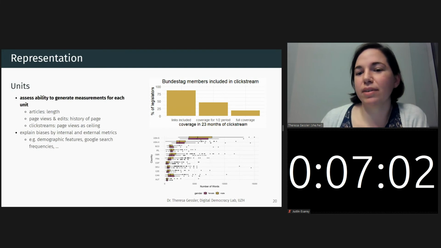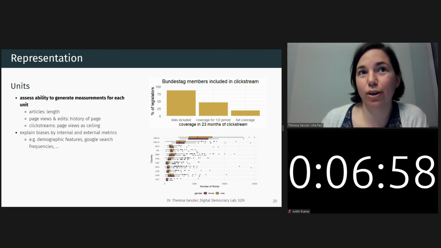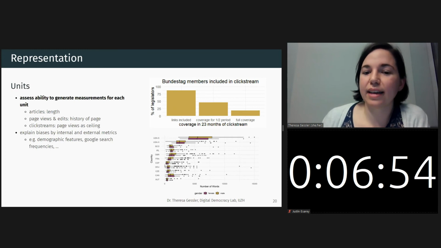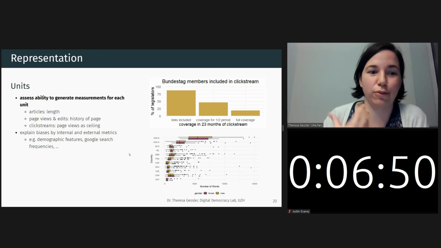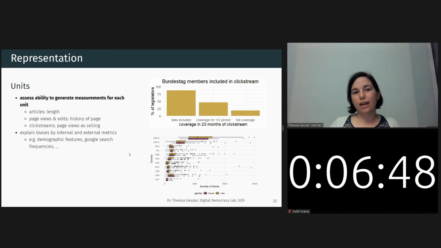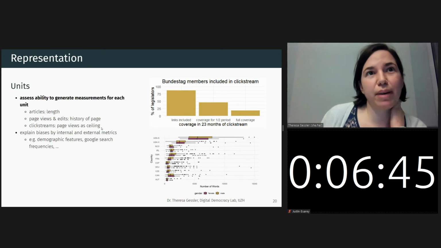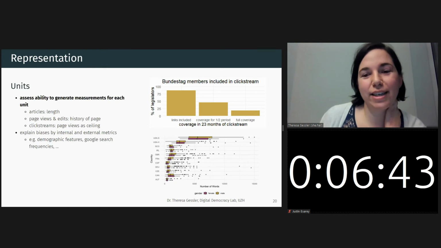And you see that when we study the US, we will hardly ever have problems with that because we have a lot of information on each person. This is quite different when we study smaller countries that maybe have also smaller community of contributors. For clickstreams, similarly, basically page views to a page are the ceiling.